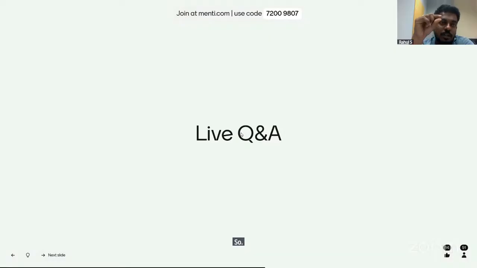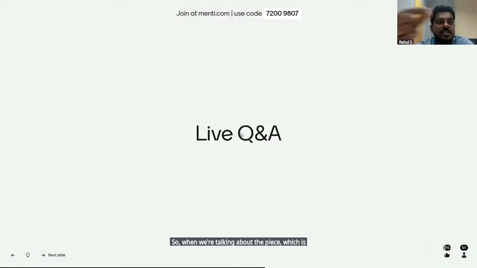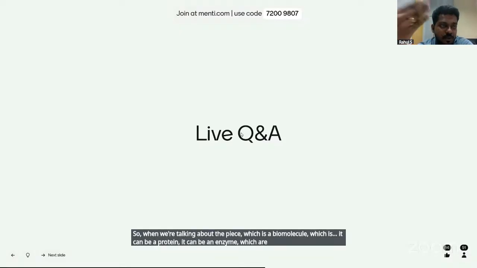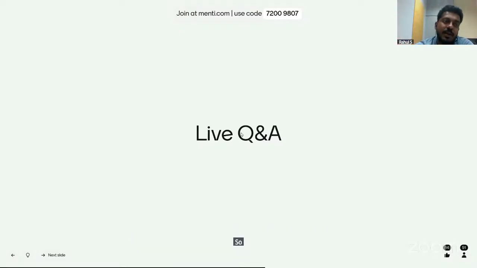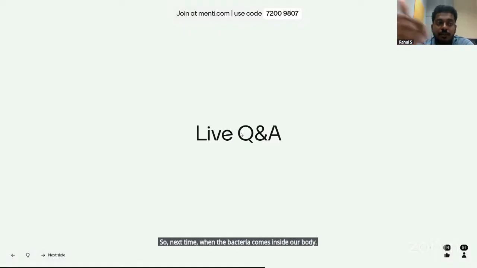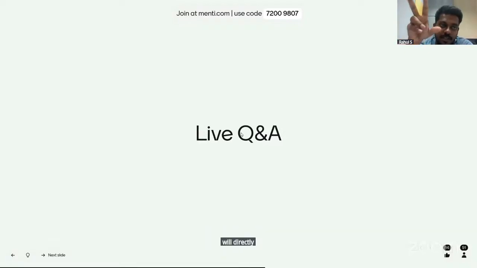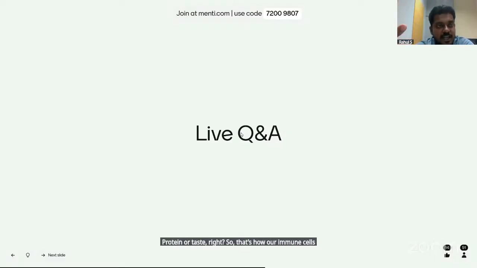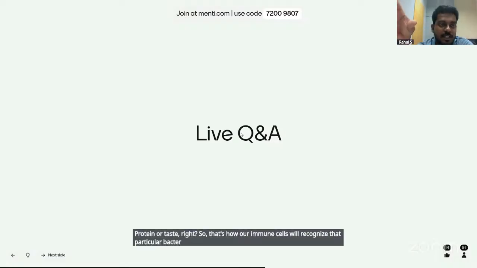When we're talking about the piece, which is a biomolecule, it can be a protein, it can be an enzyme, which are very, very specific to that bacteria. So next time when the bacteria comes inside our body, the monoclonal antibodies will already be present in our body. It will directly go and bind with that protein or piece, right? So that's how our immune cells will recognize that particular bacteria and kill it.